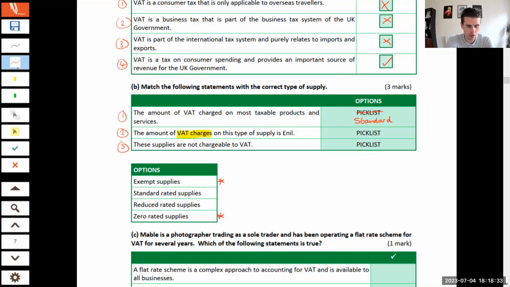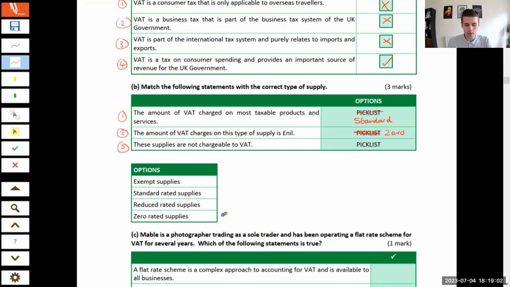Remember, with a 0 rate, we still tax the product, but it is taxed at 0%. So the VAT charge is subsequently 0%. If it was exempt, it wouldn't be taxed at all. So again, just be wary of those little nuggets of information that will be provided to you in these questions. It's telling me the VAT charge is nil, so it must be taxed at 0%. So it is 0 rated, it's not exempt.